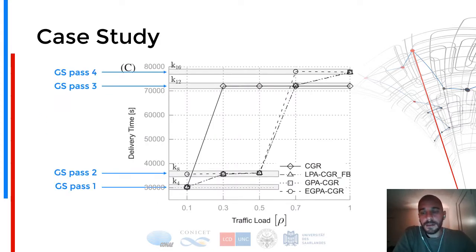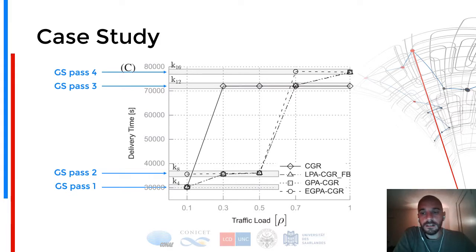And this eventually maps directly to the delivery time. So we have here on the y-axis the delivery time, with the gray boxes being the 4 passes through to the gateway. Obviously, traffic is always delivered within this time frame because all traffic is going to the gateway, the ground station. And we can see that for a traffic load of 0.3, CGR already needs to deliver the data in the third pass, pass number 3.